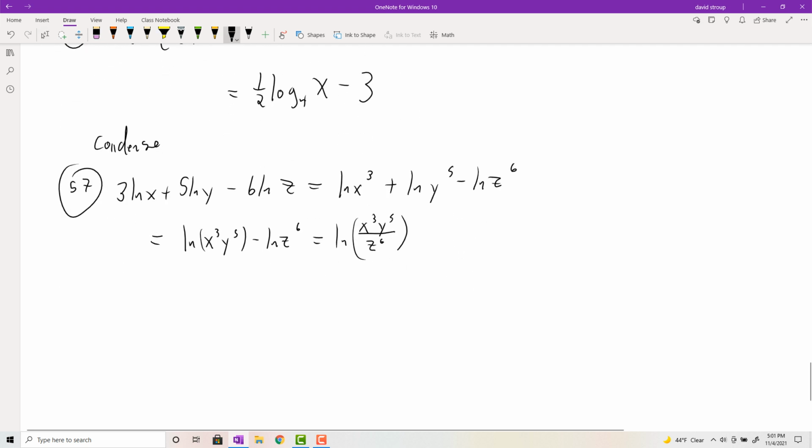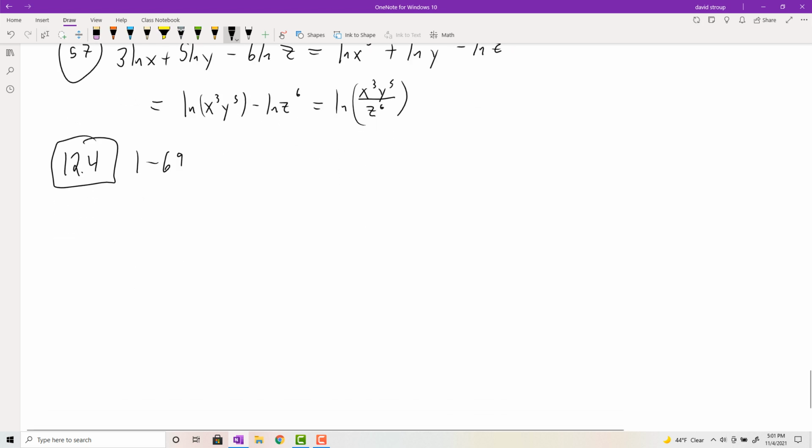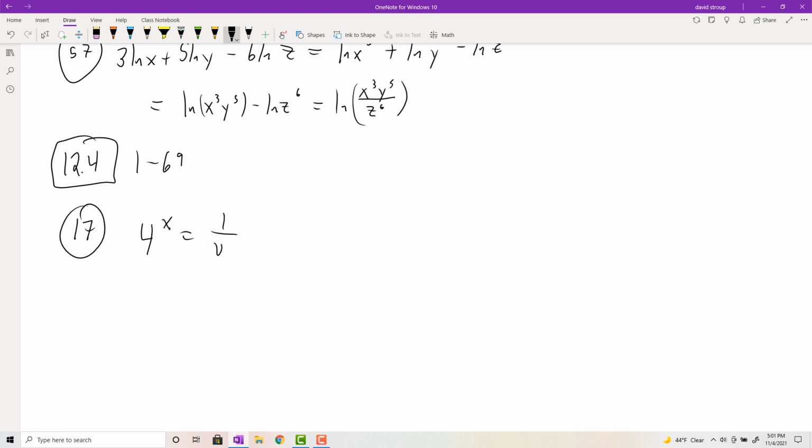Okay. 12.4 was on exponential and logarithmic equations. And there were two forms of each. For 17, for the first type of problem, you're trying to get the same base on both sides, and then you just equate the exponents.